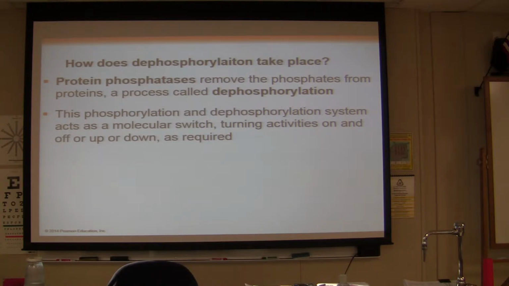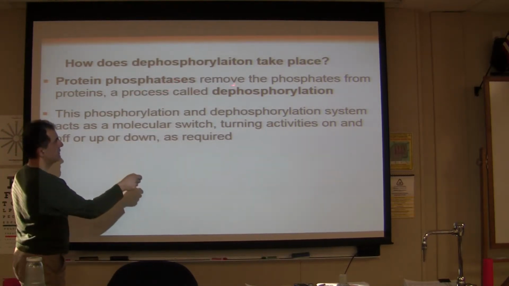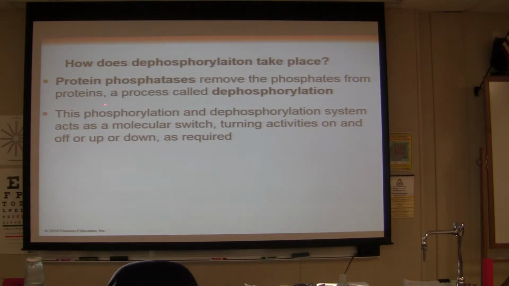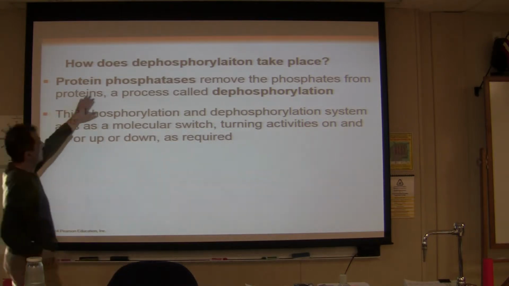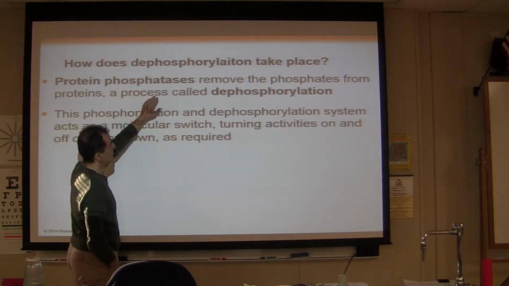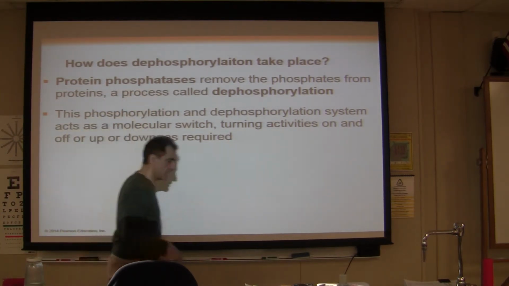Okay, how does dephosphorylation take place? Protein phosphatase, that's an enzyme. Is that right? Ase at the end of the word means that's an enzyme. It removes the phosphates from proteins, a process called dephosphorylation. This phosphorylation and dephosphorylation system acts as a molecular switch, turning activities on and off as required. But protein phosphatase itself is an enzyme.